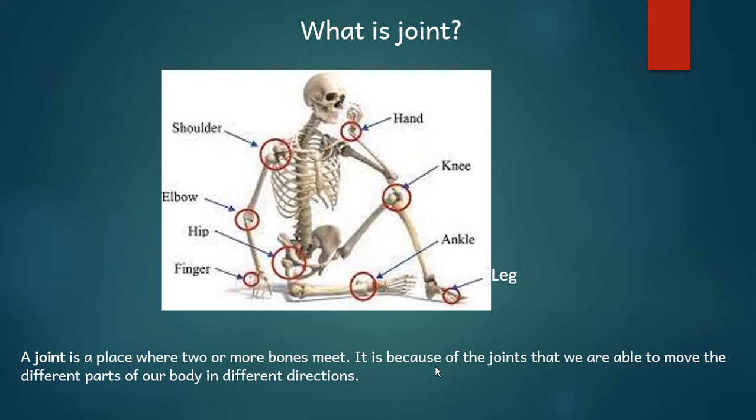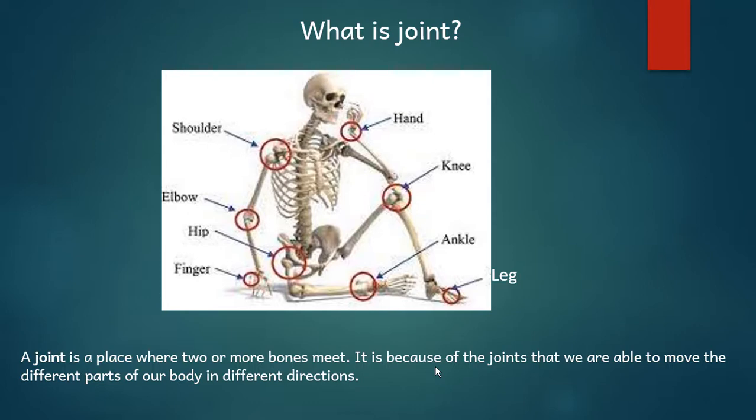It is because of the joints that we are able to move the different parts of the body. Imagine all your 206 bones are connected to each other. They are just attached to each other and there is no joint present. Then what will happen? You will not be able to move, right? Take 3 to 4 ice cream sticks and stick them together. Will you be able to bend that ice cream stick? If you bend it, what will happen? It will break.